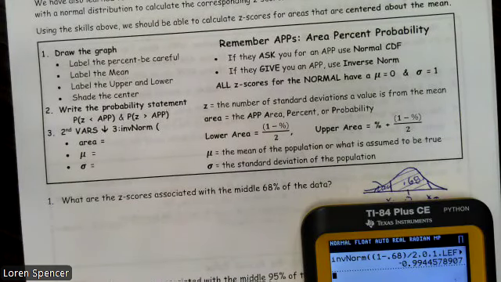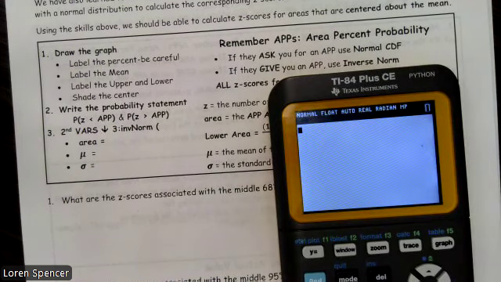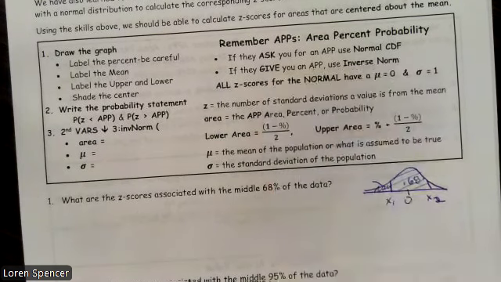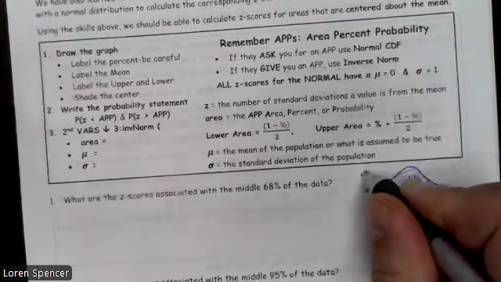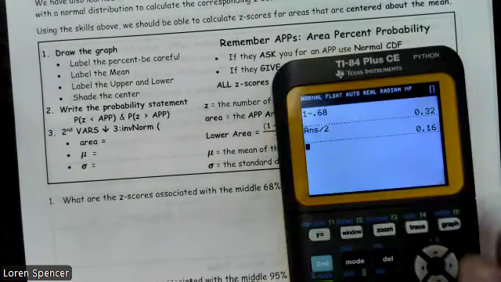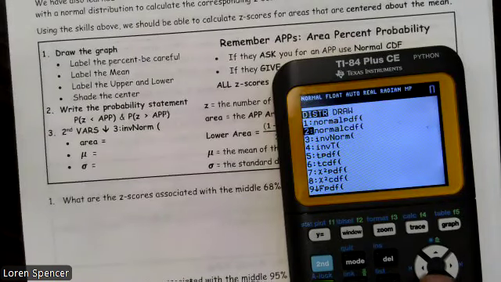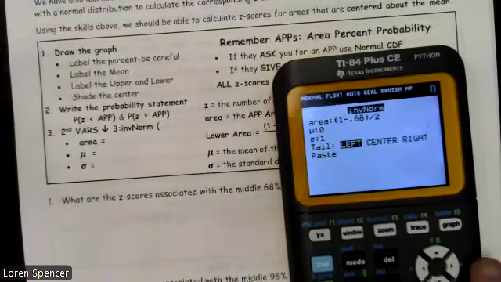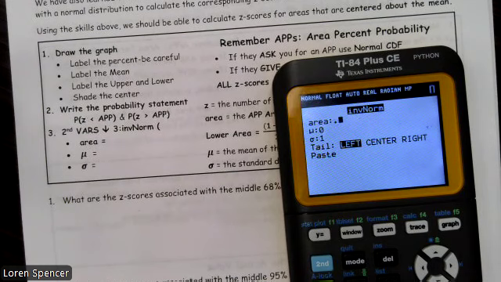I obviously did something wrong. 1 minus 0.68, divide that by 2, and I should get 0.16. So this area right here should be 0.16, and this area right here is 0.16. So second vars, inverse norm, clear, 0.16, mean of 0, standard deviation of 1.